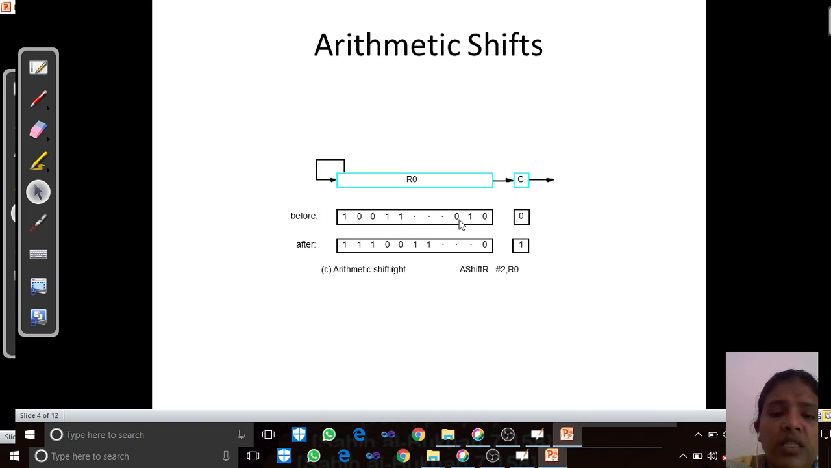Arithmetic shift is used along with the sign bit. Sign extension takes place. Now you can see the instruction is arithmetic shift right with 2 bits of the contents of R0. When you are shifting, the sign bit is 1, so sign extension is 1. One time you shift, this 1 0 0, 1 is extended. Another time you shift, another 1 bit is extended. Whatever values are shifted out are given to the carry C.